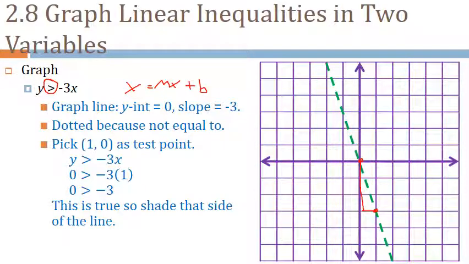Now we need to pick a test point. I like 0, 0, but our line goes through 0, 0. So we're going to pick another point, such as 1, 0. Take it and plug that into your inequality. So x is 1 and y is 0. And we end up with y is greater than negative 3. This is true, so we shade the side of the line with our point.